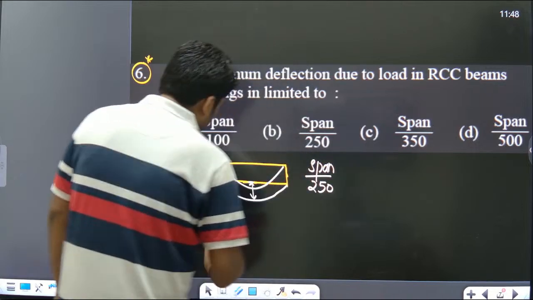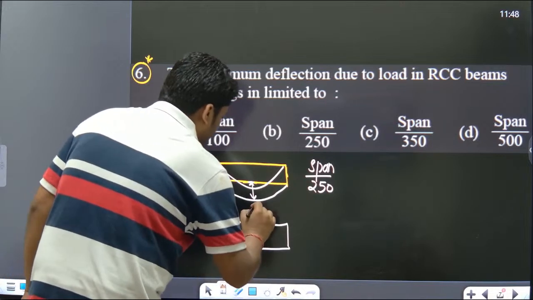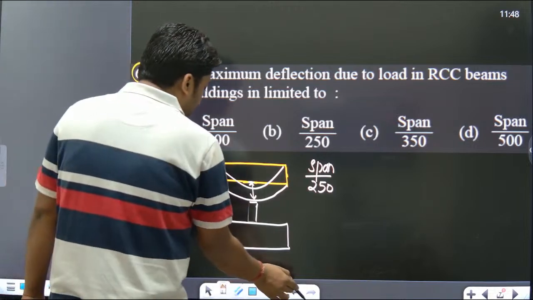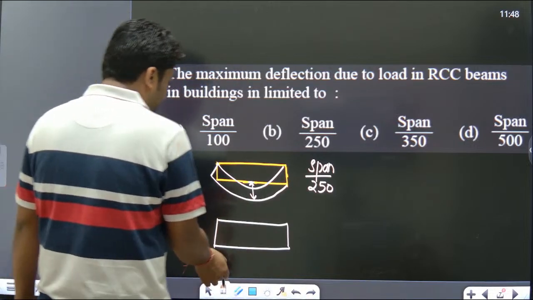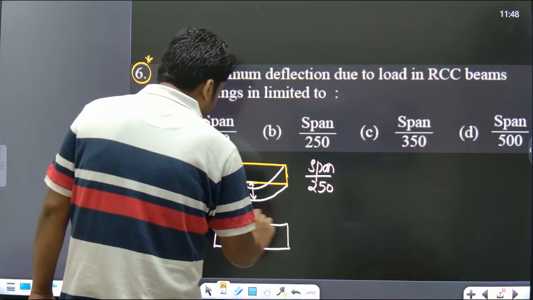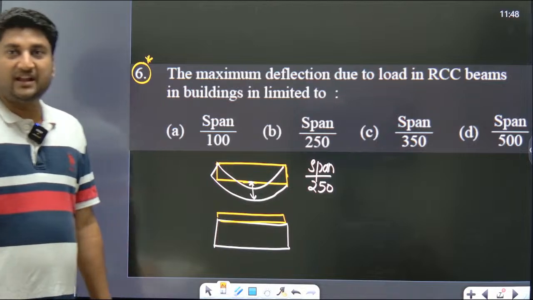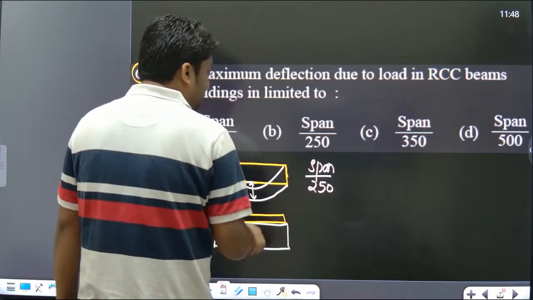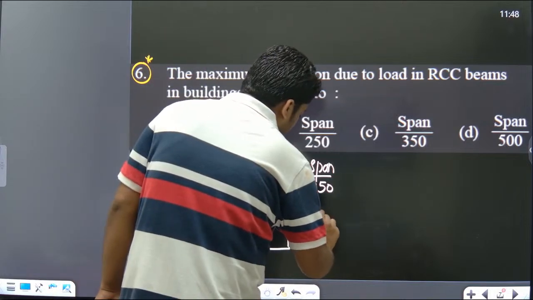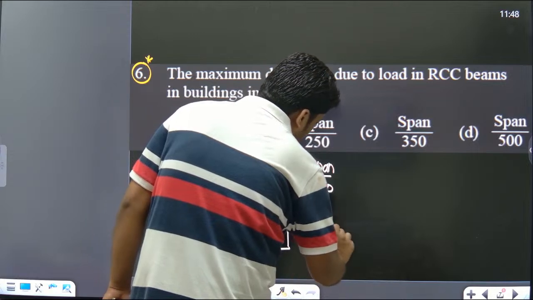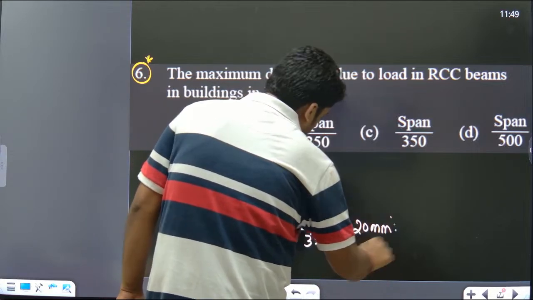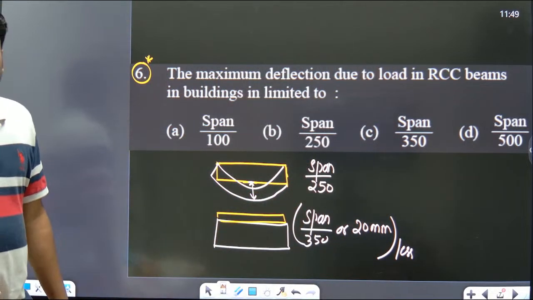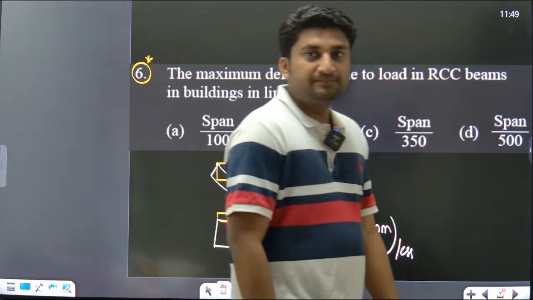But let us suppose this beam contains some partition wall, or let us suppose there are some finishes, means tiles above this beam. Understood? Tiles above this beam. So what will be the maximum permissible deflection? The permissible deflection will be less because there is a partition wall. So deflection is span by 350 or 20 mm, whichever is less. So among both the values, which is the maximum? Span by 350. Understood everyone?